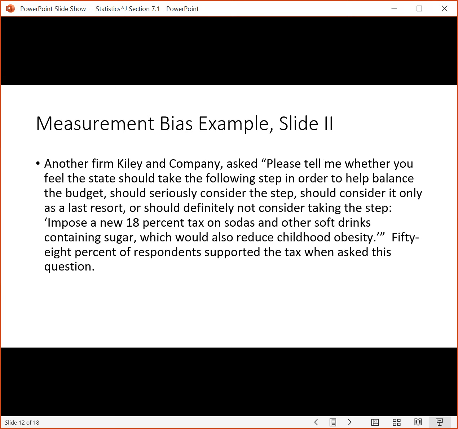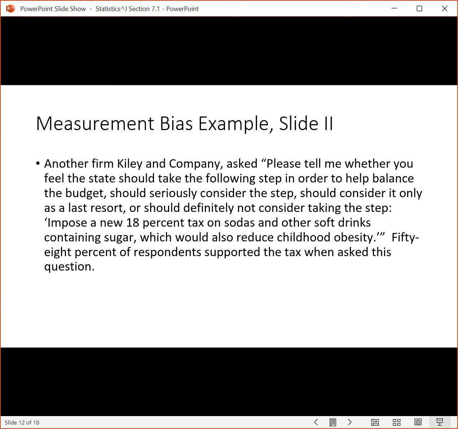Another firm asked the following. Please tell me whether you feel the state should take the following step in order to help balance the budget: should seriously consider the step, should consider it only as a last resort, or should definitely not consider taking the step. And the step would be impose a 18% tax on sodas and other soft drinks containing sugar, which would also reduce childhood obesity. When the question was asked this way, 58% of respondents said that they supported the tax.